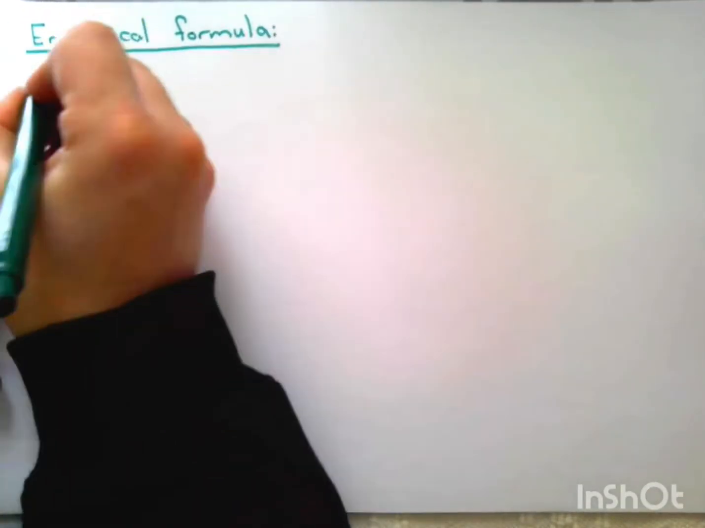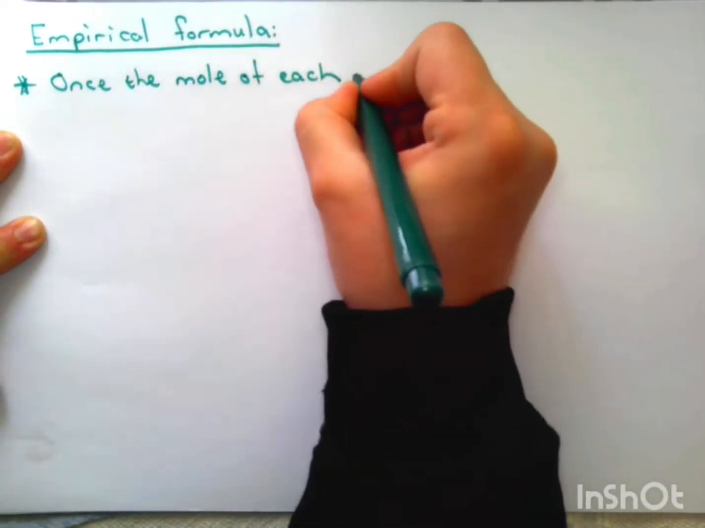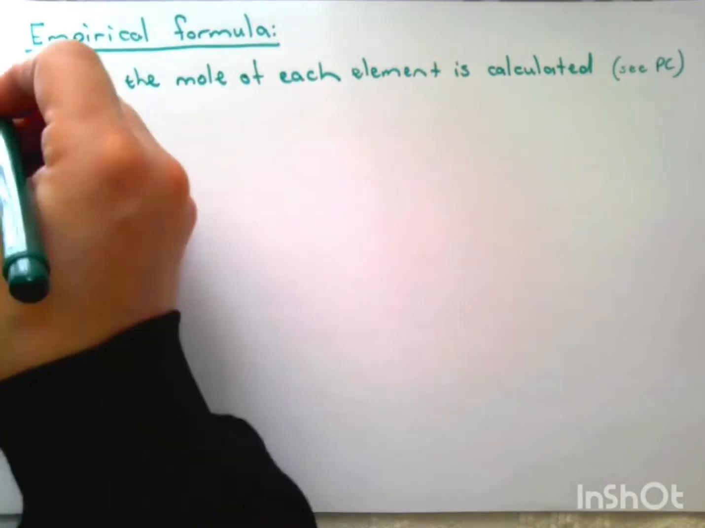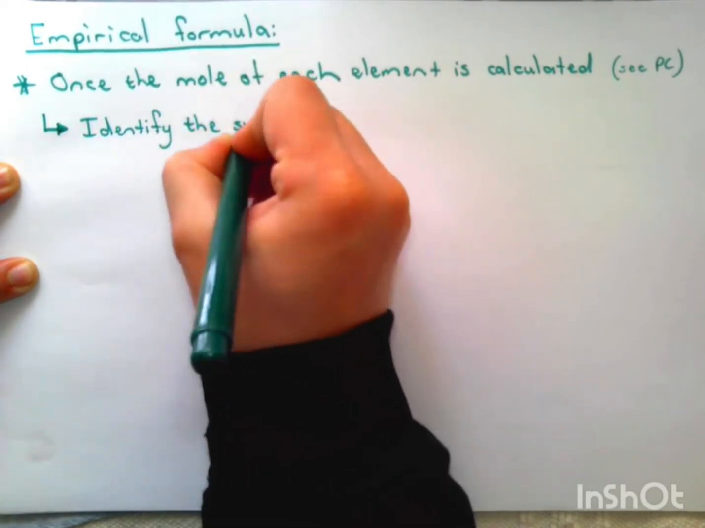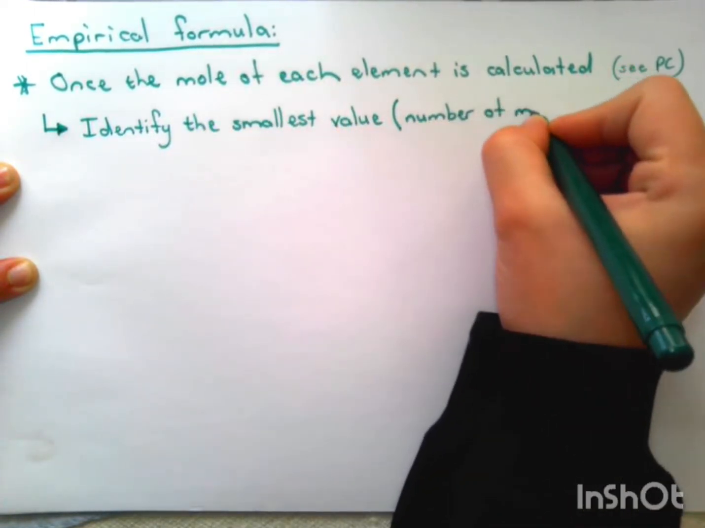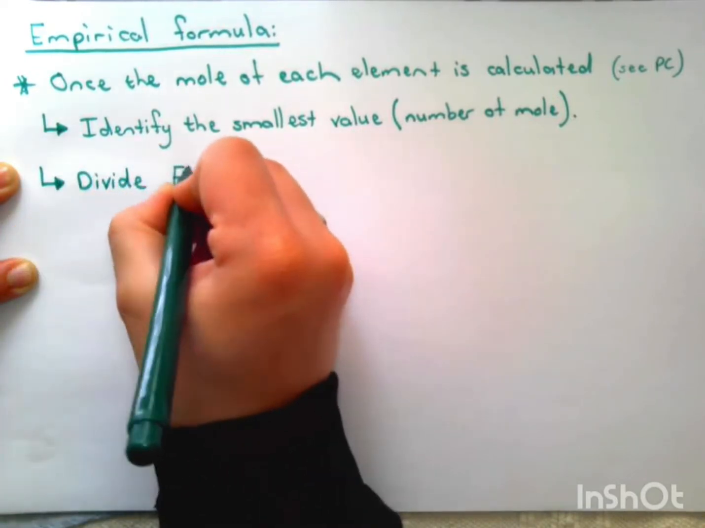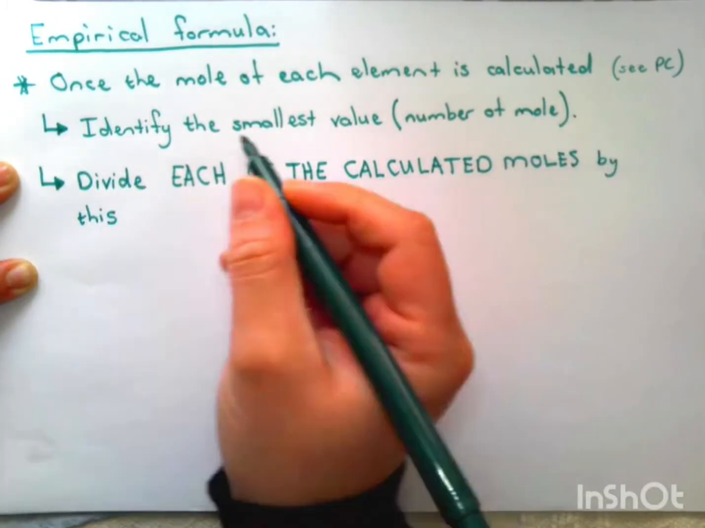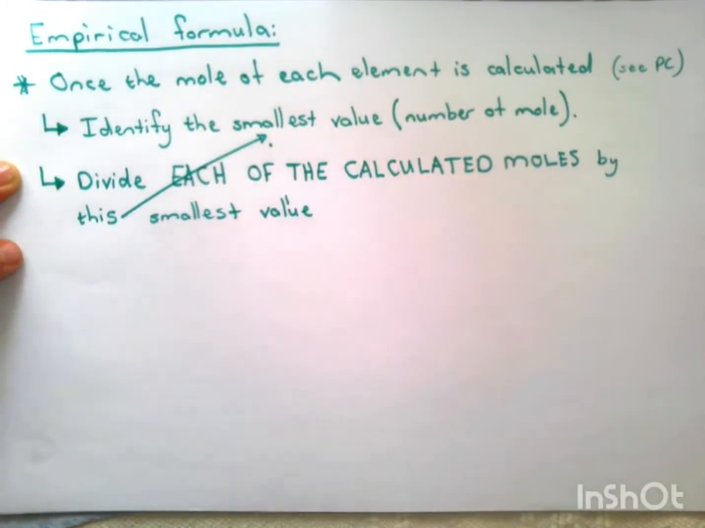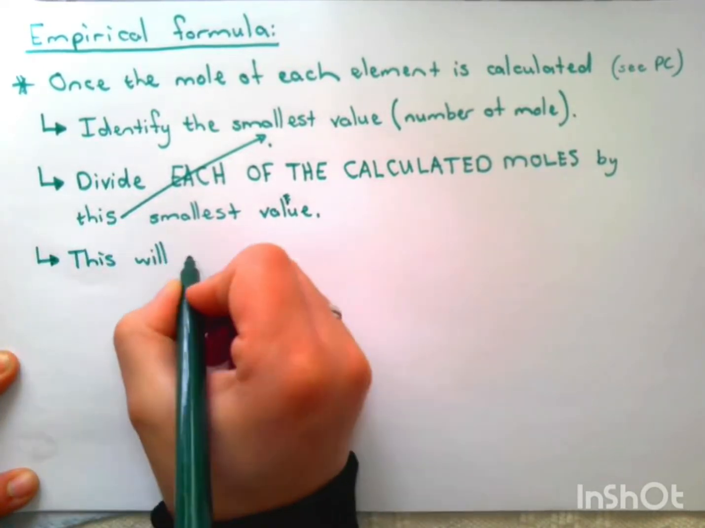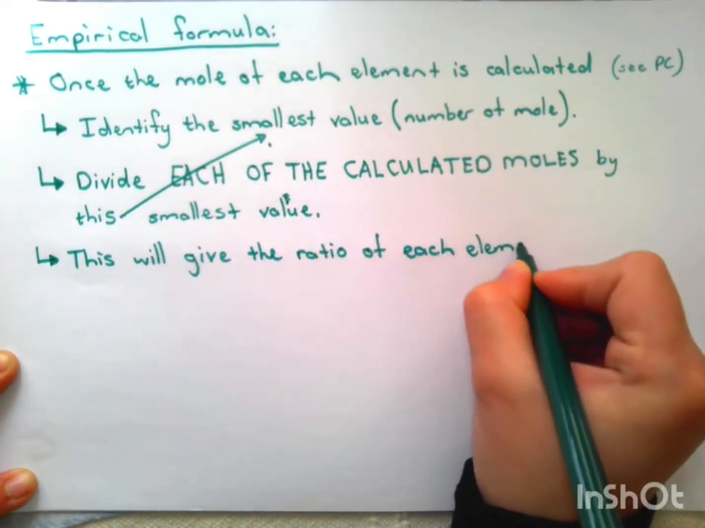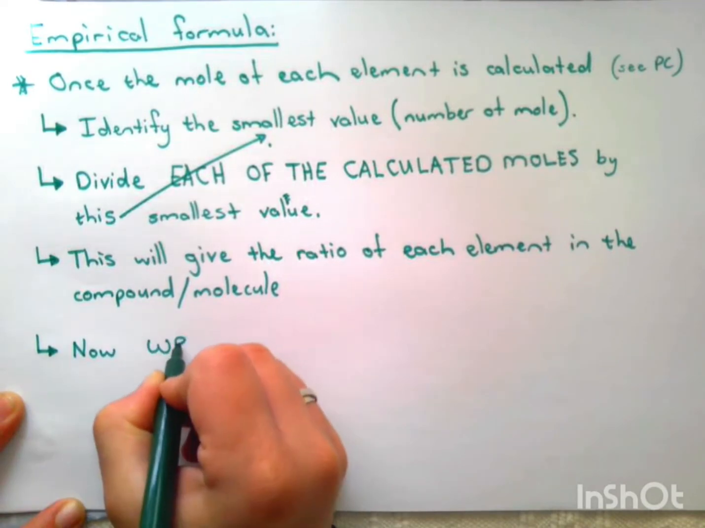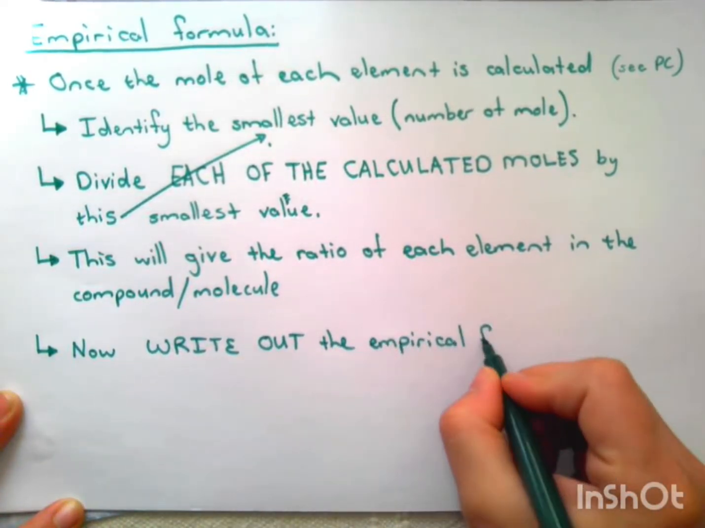This brings us to the empirical formula. Once the mole of each element is calculated, identify the smallest value or number of mole. Then you have to divide each of the calculated moles by this smallest value. This will give the ratio of each element in the compound or molecule. Now write out the empirical formula.